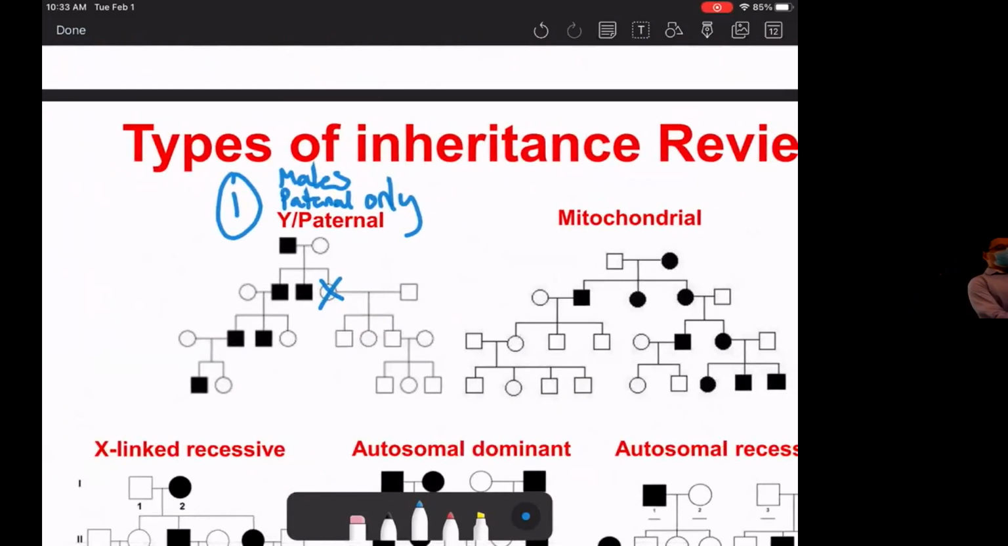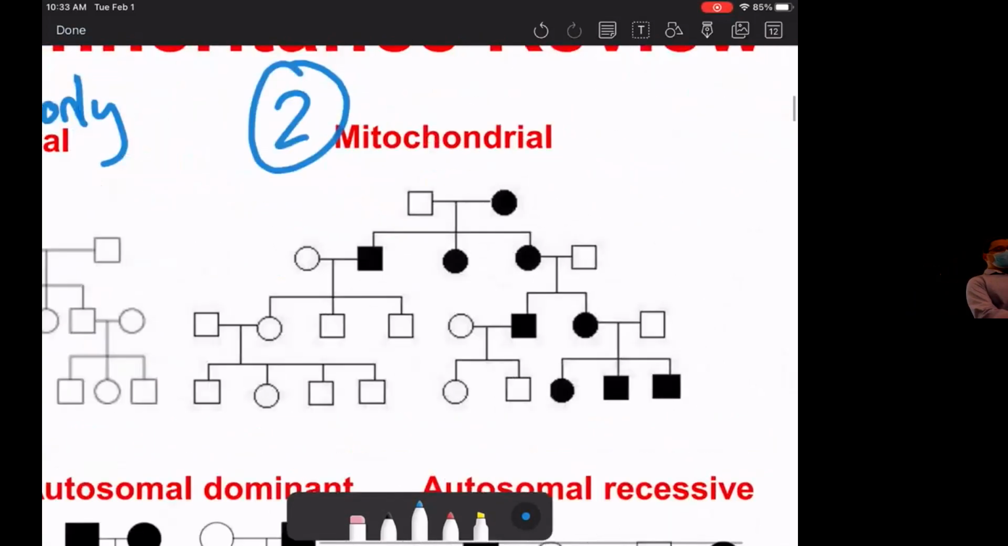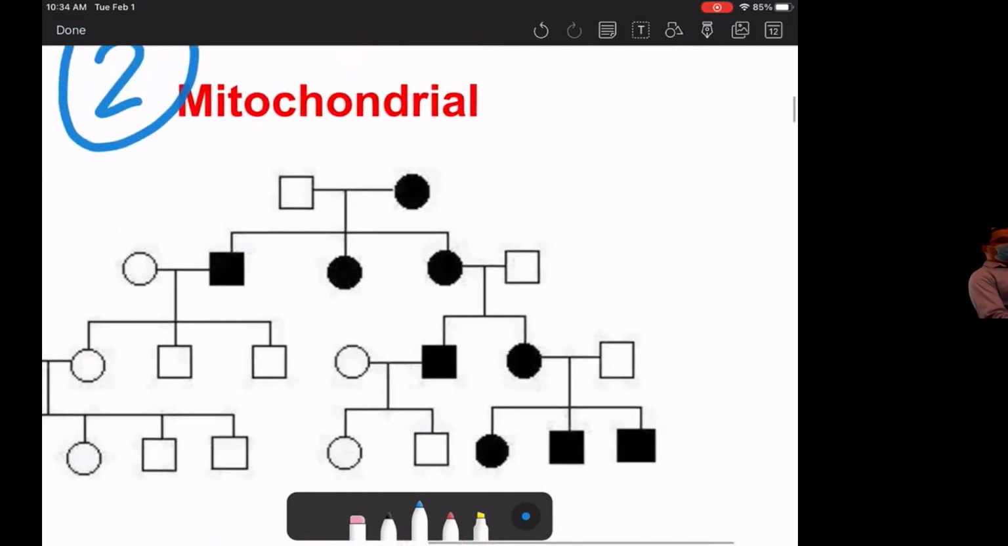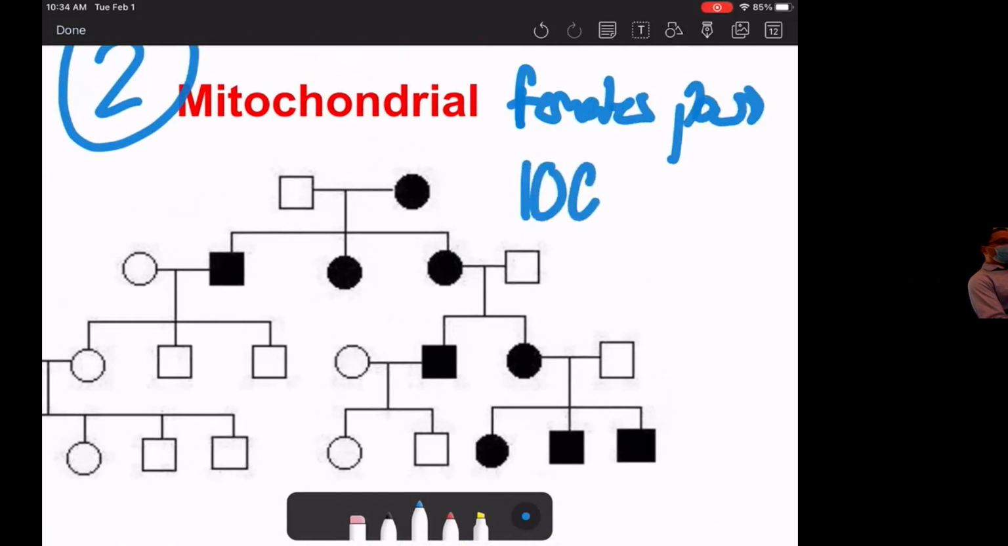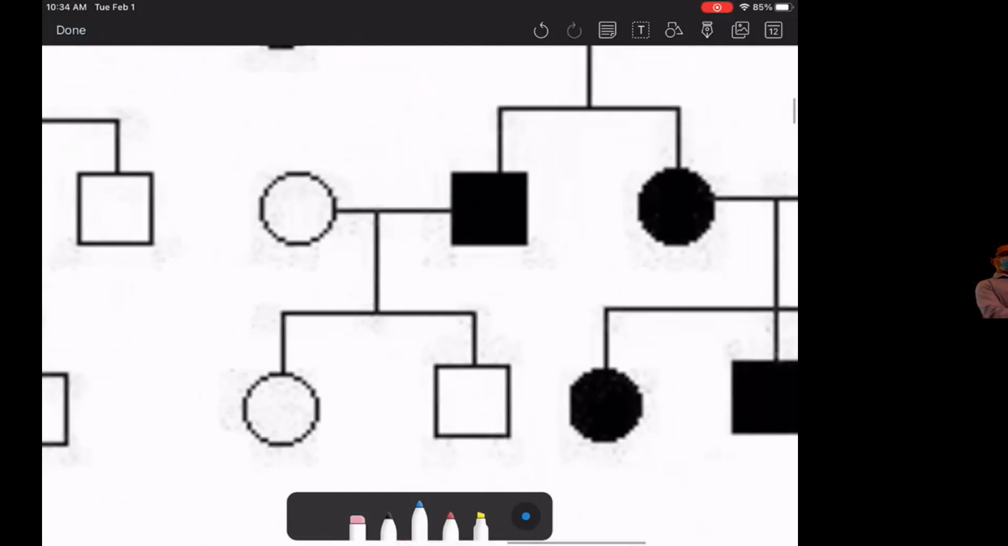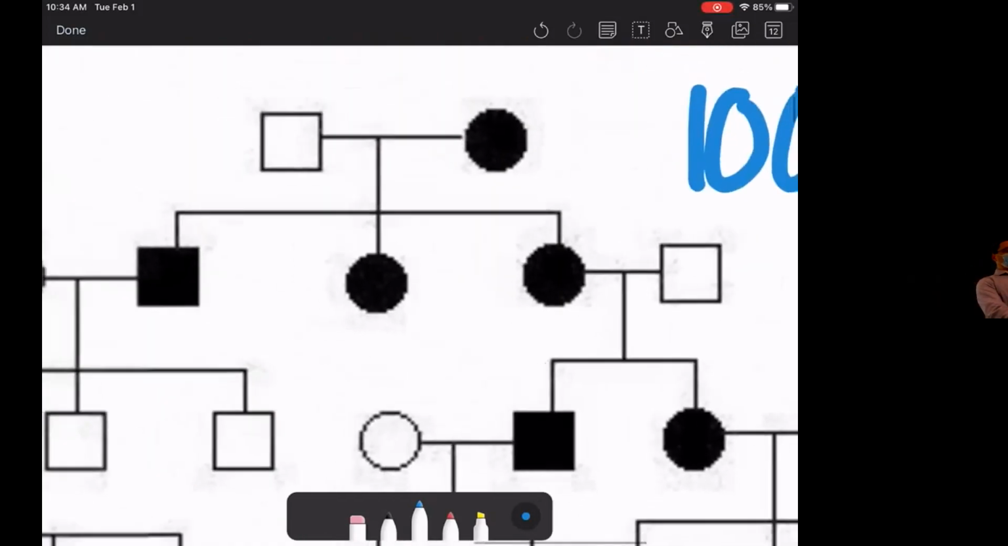Equally, rank number two to look out for. See if it's mitochondrial or not. If a female is affected, does she pass it on 100% every time? And do affected males never pass it on? It can affect both. Females pass on 100% of the time. Affected males never pass it on. You can zero in on small examples to prove that to yourself mathematically each time.